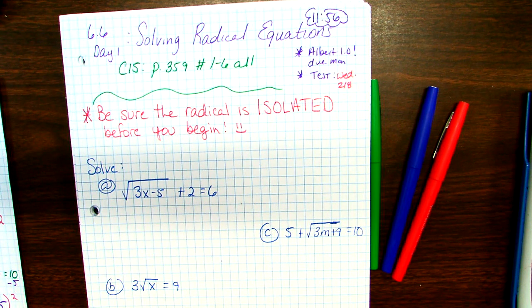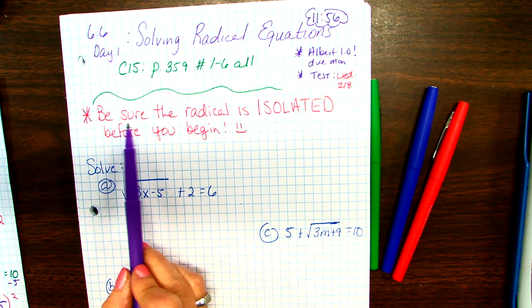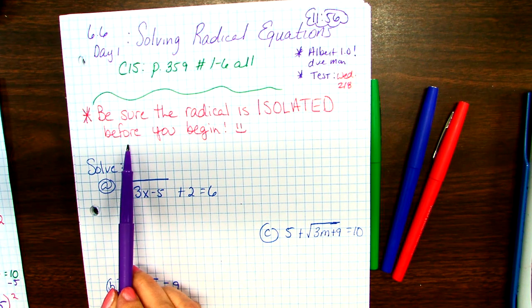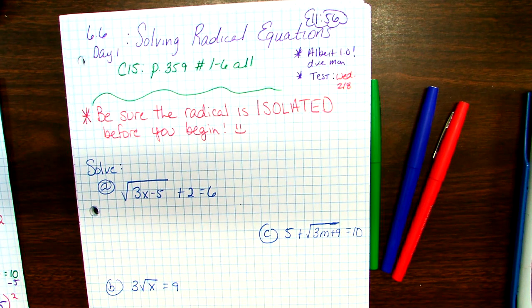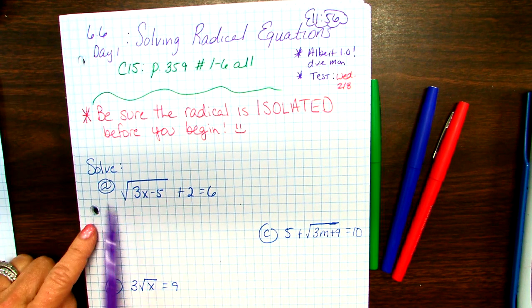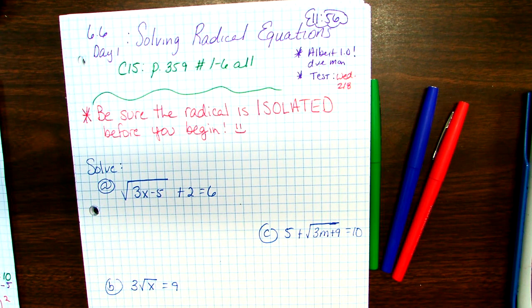So here we go. I wrote out the very important rules that you have to know before you start. And it reads, be sure the radical is isolated before you begin. What do I mean by isolated? What does isolated mean? If you're isolated, you are what? Alone, by yourself. So we have to get the radical by itself on one side before we do anything to the radical.